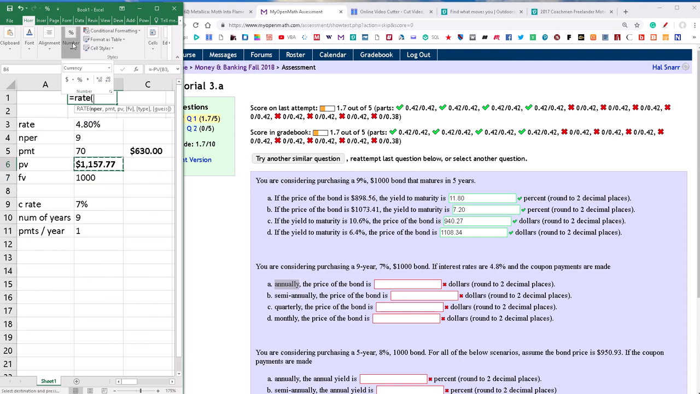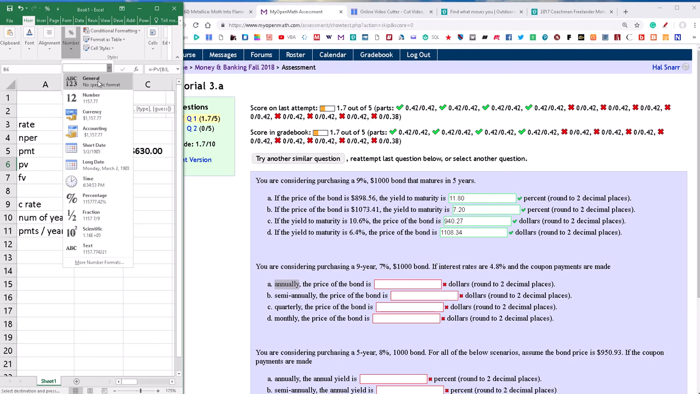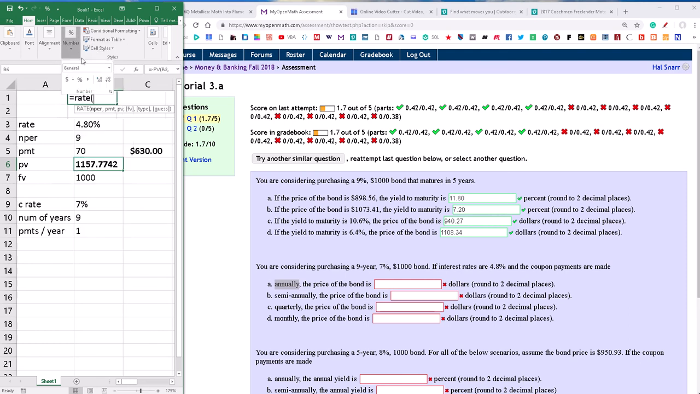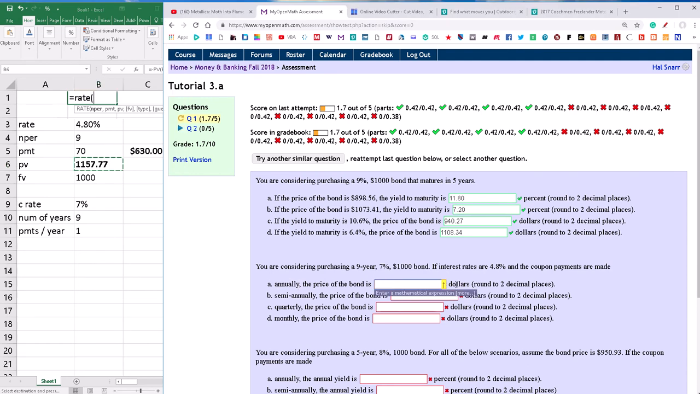I'm going to just change it to a number with 2 decimal places, so I don't have to delete dollar signs anymore, because dollars is already here. And we hit enter to see if we got it right, and we do.